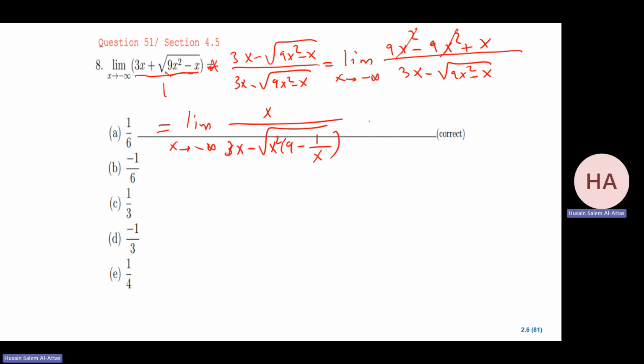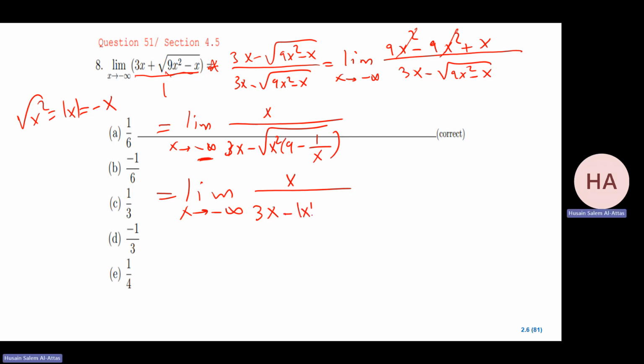Okay, check 9x squared minus x. Yes, correct. So now the same thing, I have the square root of x squared is the absolute value of x, but in this case it will be minus x, because I'm going to minus infinity. So that will be the limit as x goes to minus infinity of x over 3x. This will take it minus the square root of x squared, so it will be minus the absolute value of x. Let me do it in steps. This is minus x. So it will be the limit as x goes to minus infinity, x, I will take x common factor.